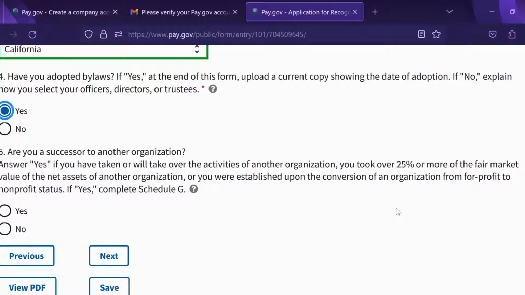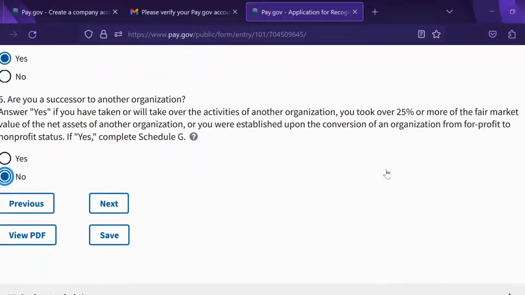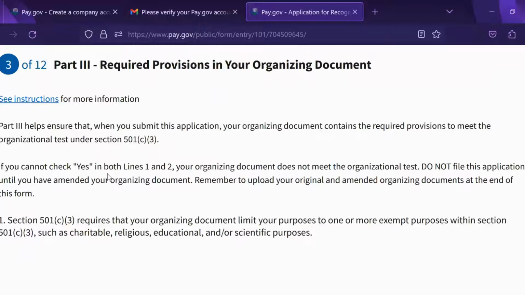Question 5, are you a successor to another organization? Answer yes if you have taken or will take over the activities of another organization, if you've taken over 25% or more of the fair market value of the net assets of another organization, or if you were established upon the conversion of an organization from for-profit to nonprofit status. If yes, you will have to complete Schedule G. So for Jane's organization, this is a brand new organization. We are not a successor. So we will select no and then next.